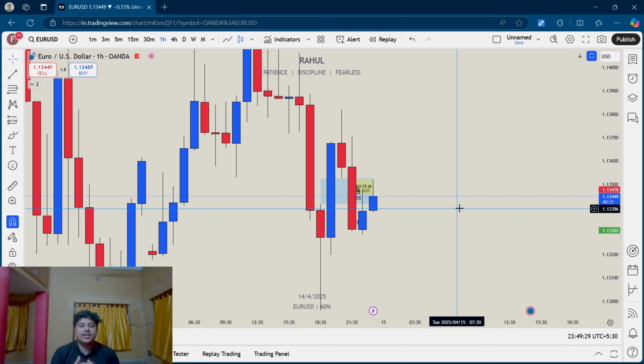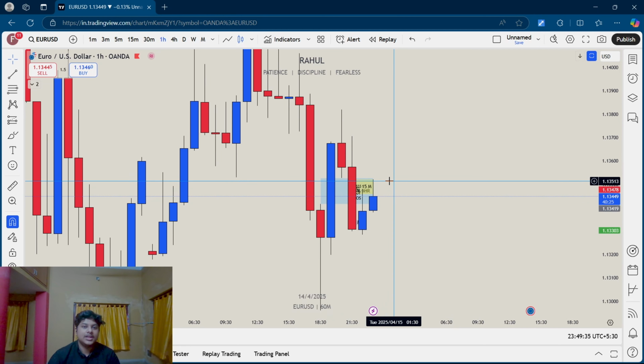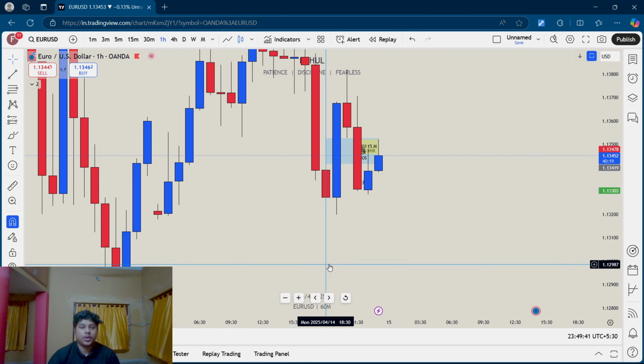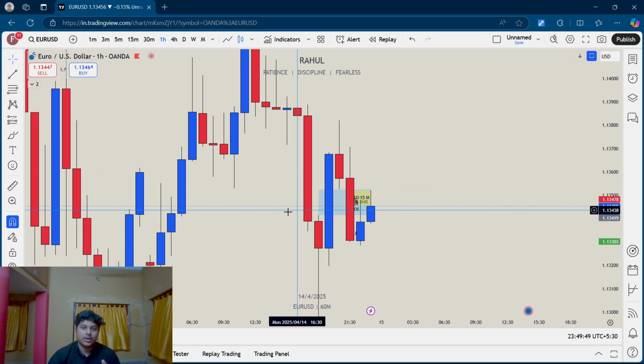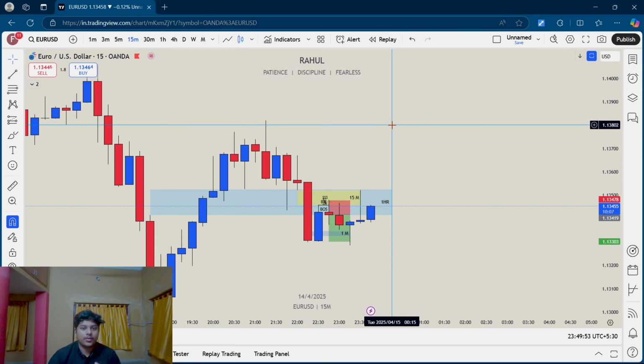Now, nothing here guarantees anything. Even if there are 5 candles in a row breaking all the fair value gaps, it doesn't guarantee that the market has to come to this point. So this is a bias based on the order flow that the market is showing. I'm trying to use the 1 hour fair value gap.